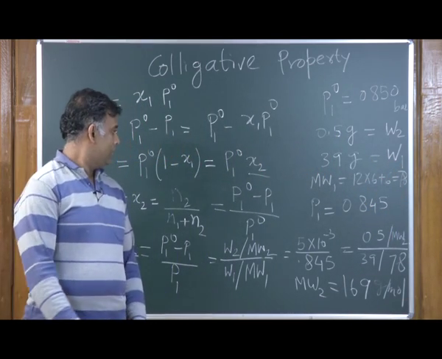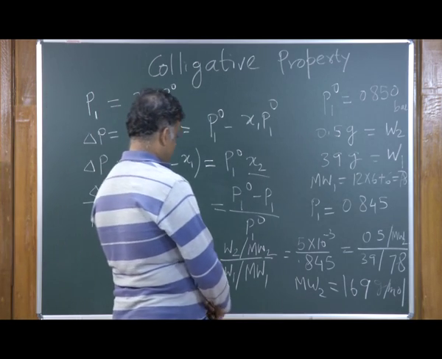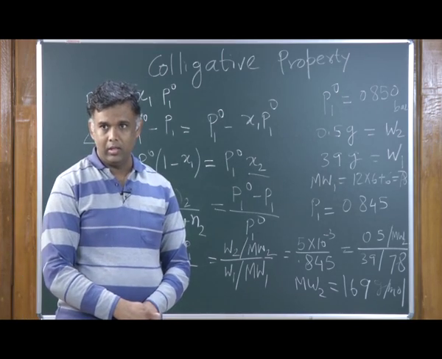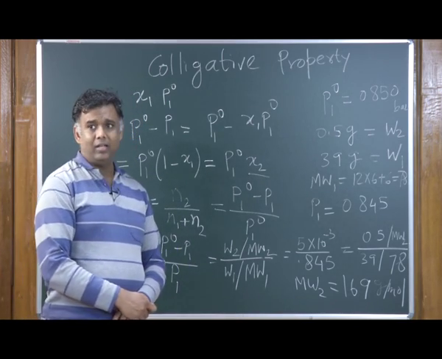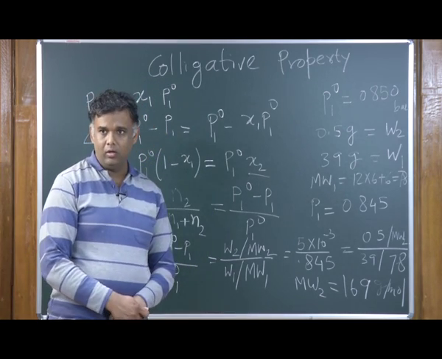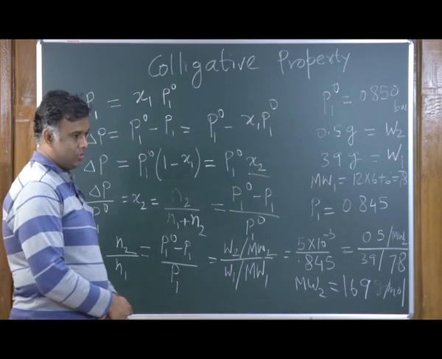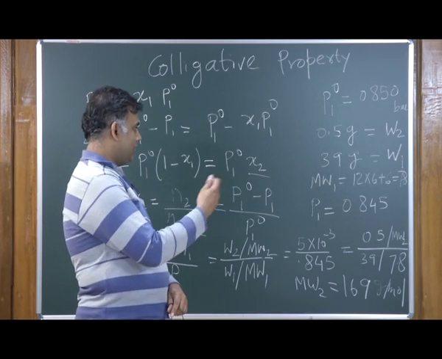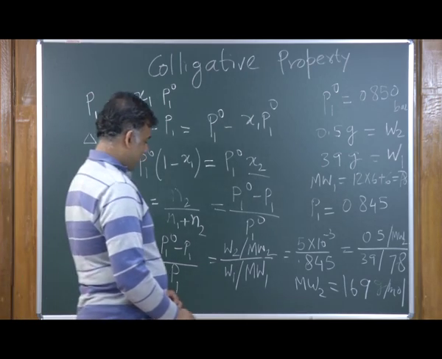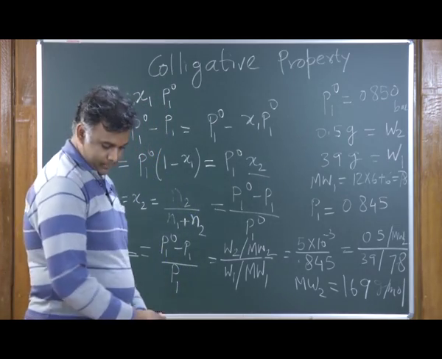So, we have used this lowering in the vapor pressure to calculate the molecular weight of an unknown solute. If we have some unknown pure compound and we want to know what it is, and if we can find a known solvent in which it can dissolve, we just dissolve some known amount of this solute in the solvent, and if we can calculate the vapor pressure, we can know the molecular weight, and the molecular weight may give you some information about what this compound might be.